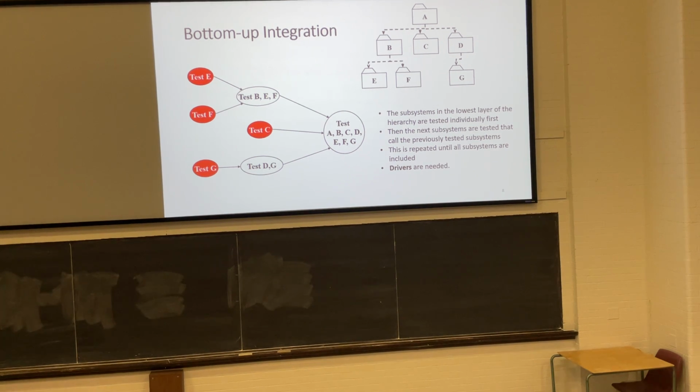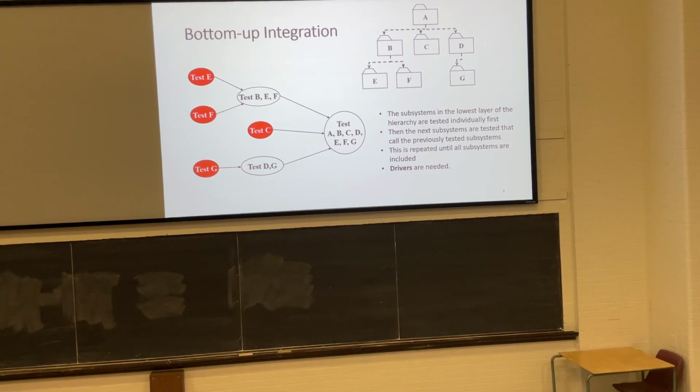In the next level, now you have 3 components: BEF as one group of subsystems, component C on its own, and components D and G. So this is level 2. Once you finish testing level 2, BEF is integrated together into a big subsystem. You integrate that first subset of components, then you add C, and then you add DG. When you test A, B, C, D, E, F, G, you're testing the entire system.